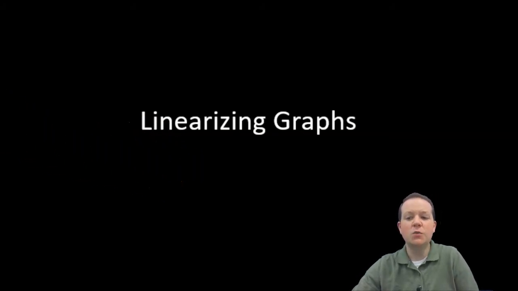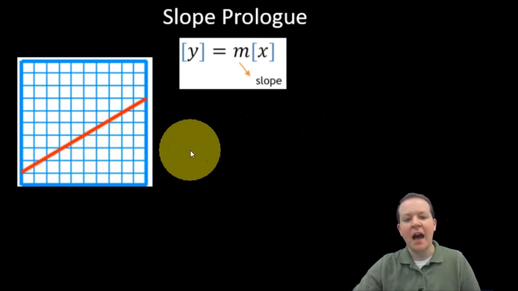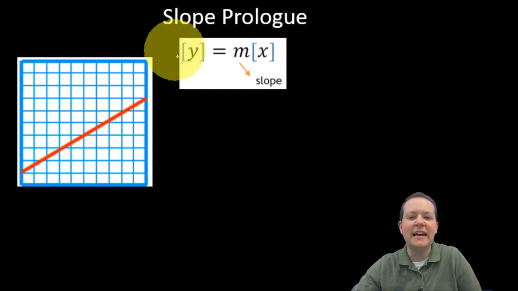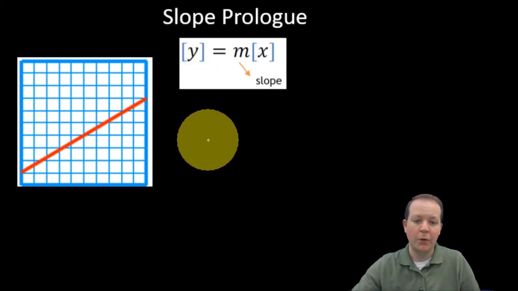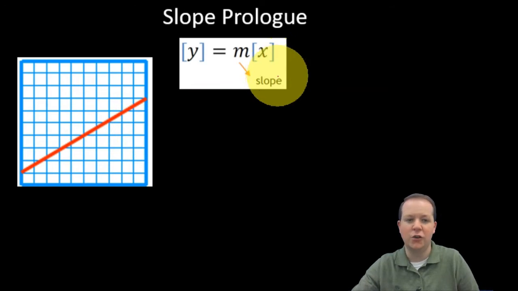Okay? Now, to be honest, before I get into what that is and why we do it, I have a quick little prologue. I want to chat briefly about this idea about slope. Remember, if we have a straight line, way back from algebra class, you learned this slope-intercept form.